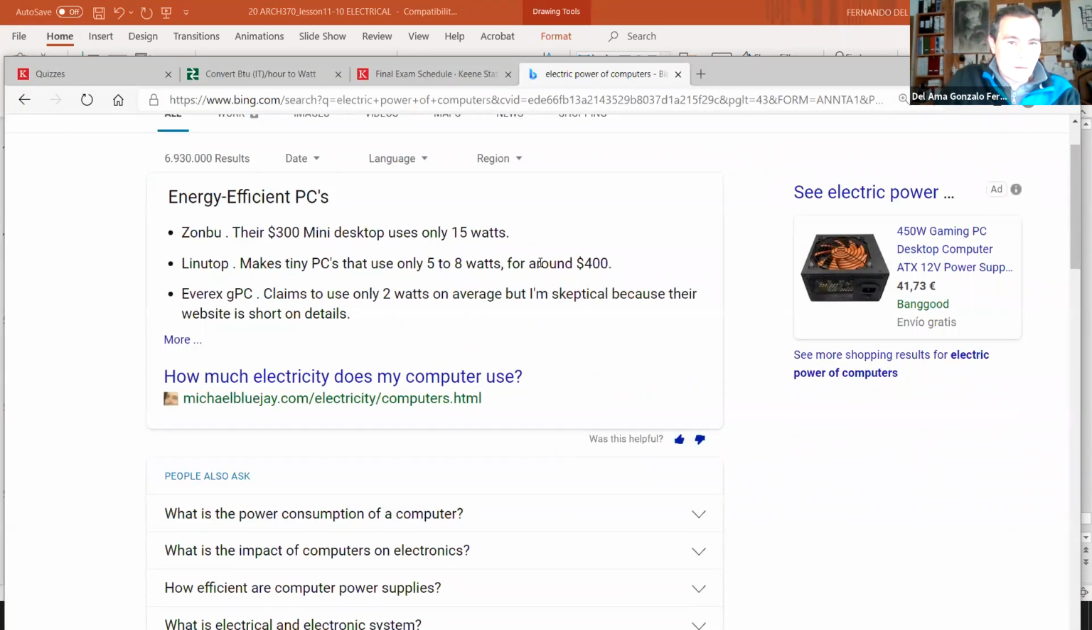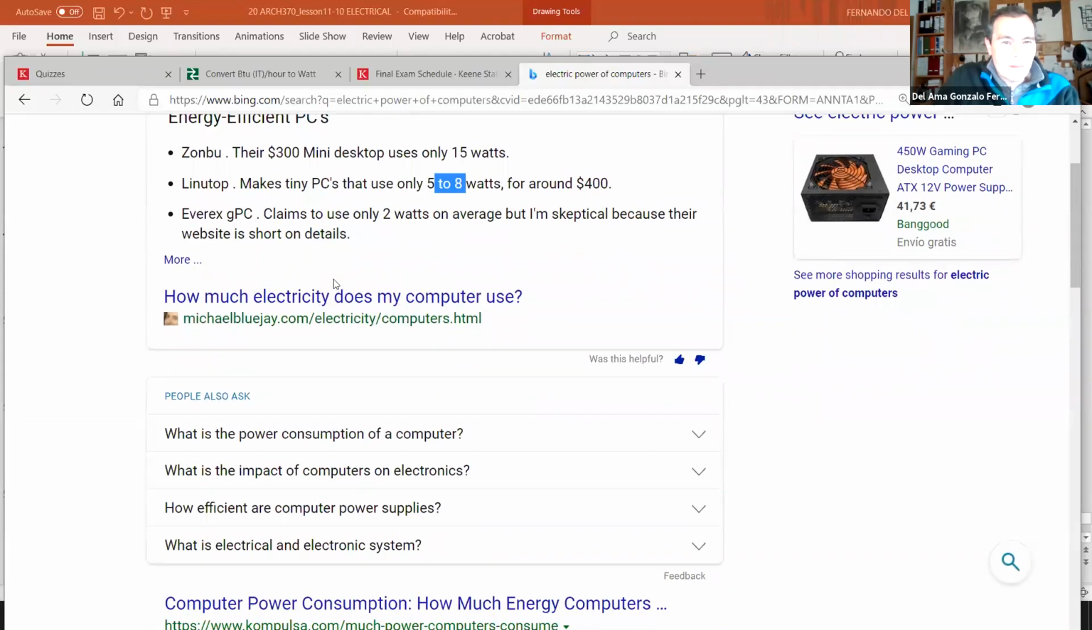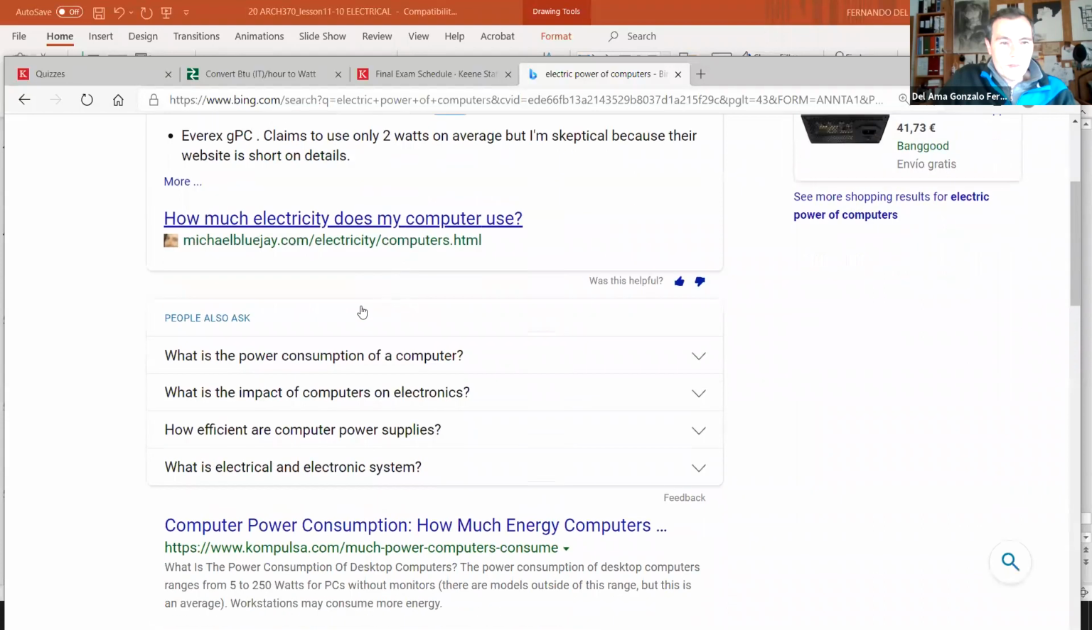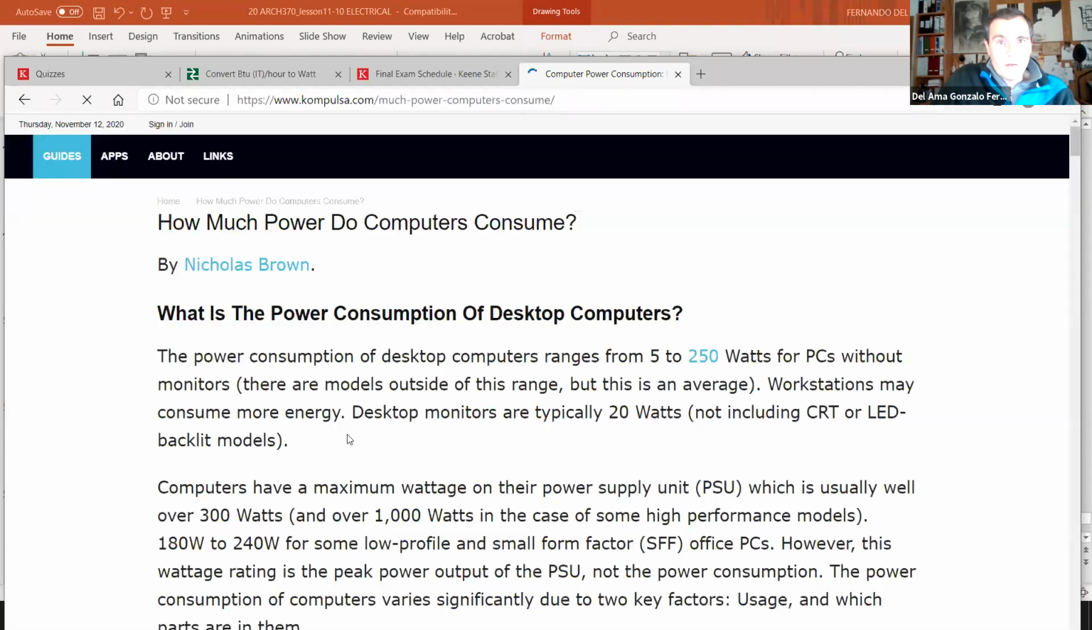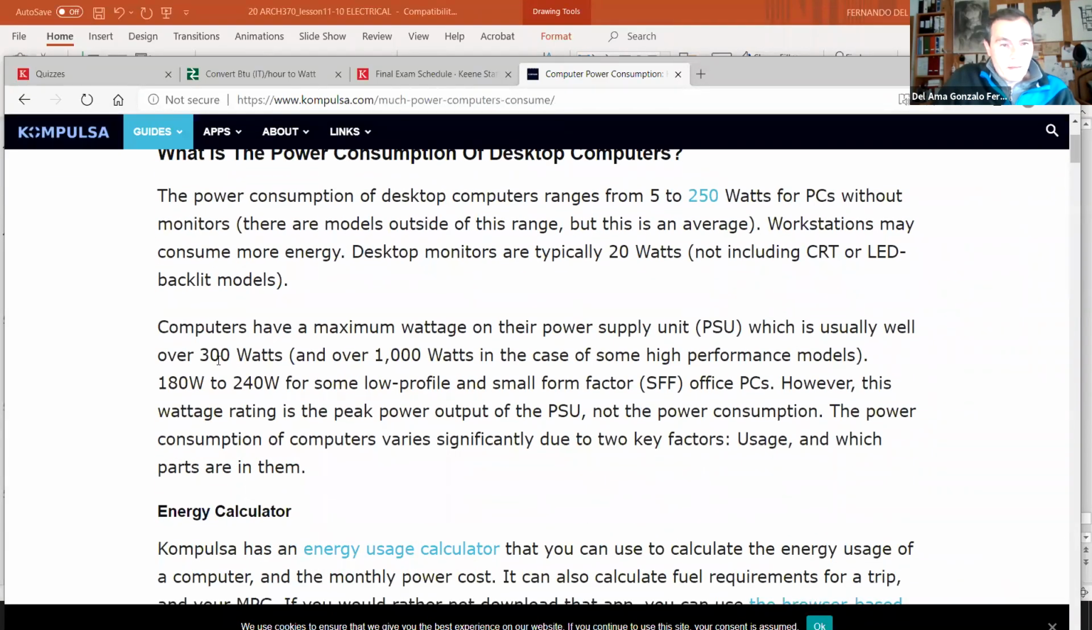Here, this mini desktop uses 15 watts. This is 5 to 8 watts. So how much electricity does my computer use? This is in the specification of the equipment itself, so we can deal with the company. I think this is 300 watts. It's the maximum wattage. So we can have up to 300 watts for computers, including the unit and the screen, maybe.